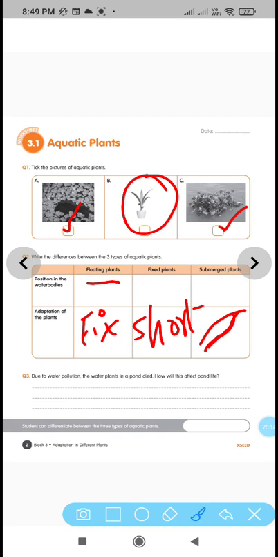And the last one, due to water pollution, the water plants in a pond died. How will this affect pond life? Definitely, if these water plants die, the animals which are living in this pond will not get their food. So the animals also may die. And if the animals die, the plants will not get the carbon dioxide. They need carbon dioxide compulsorily for their growth. Yes? So in this way, it affects the life in the pond.